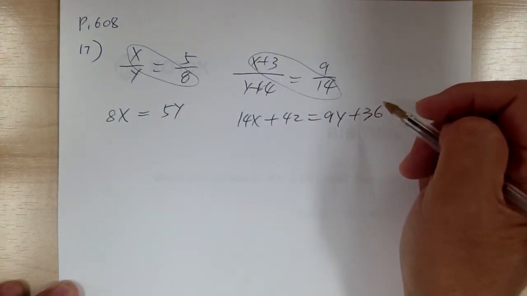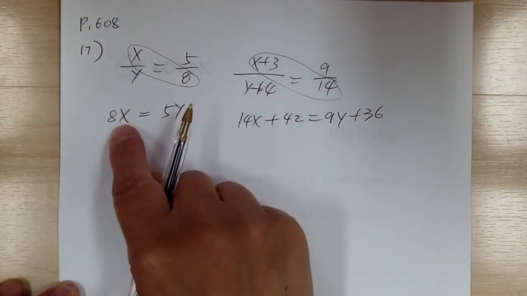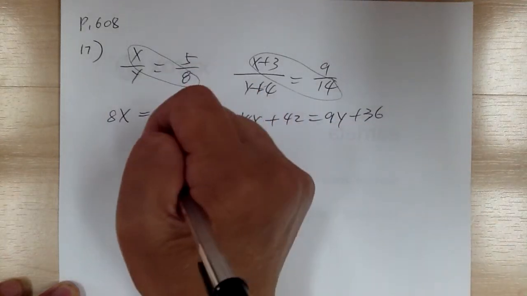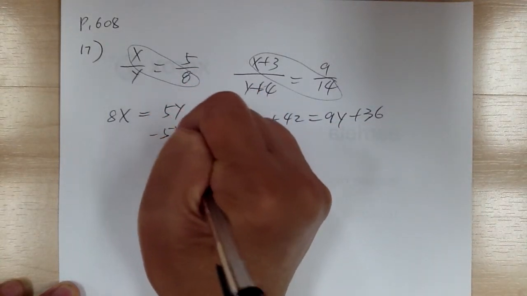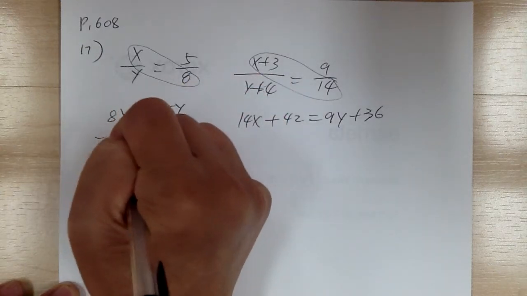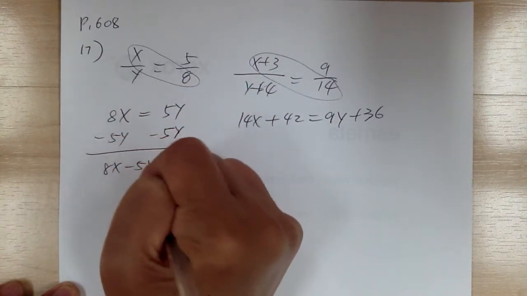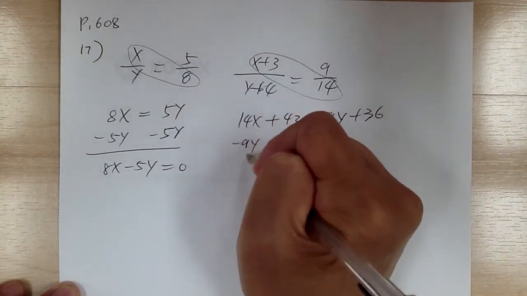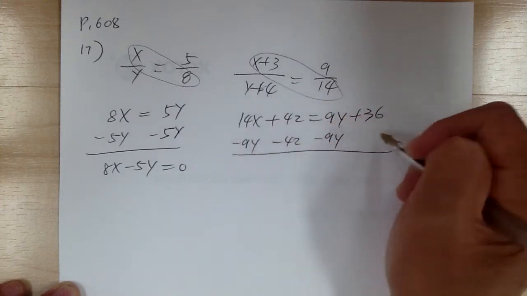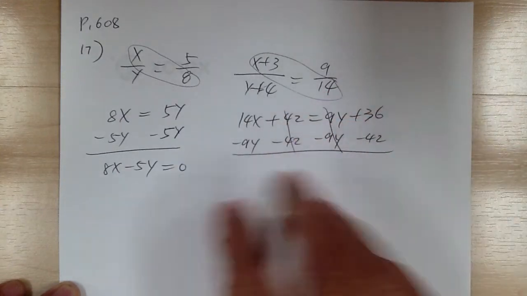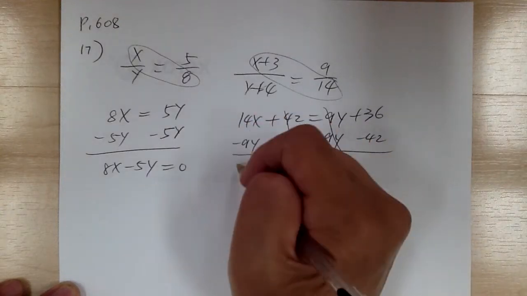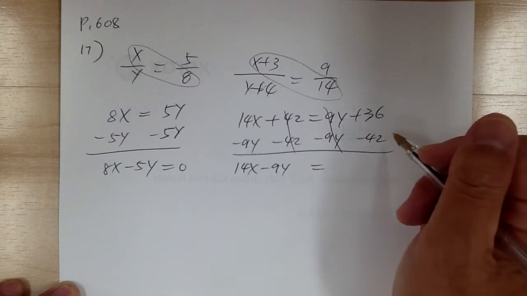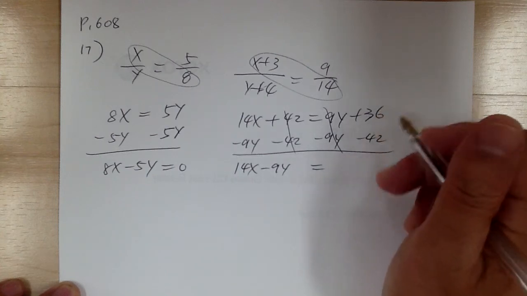Okay, next what I'm going to do is I'm going to move the y to this side and the number to the other side. So I'm going to try to make it into standard form. So I got 8x minus 5y equal to 0. This one I'm going to minus 9y, and I'm going to minus 42, so that this will cancel out this. Again, I want to move the number to the right hand side. So I got 14x minus 9y is equal to, so opposite sign, you have to subtract the number.